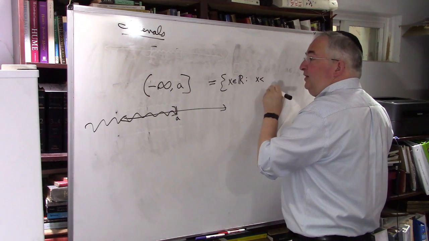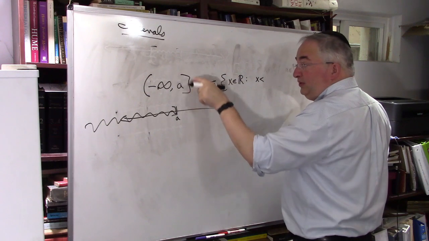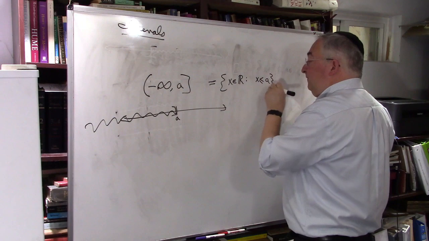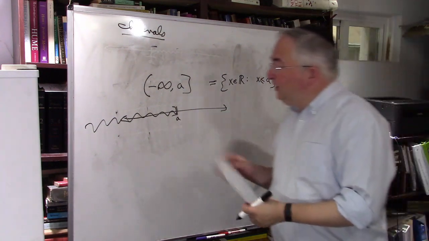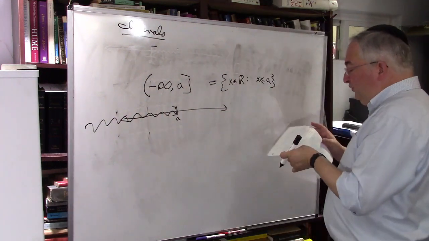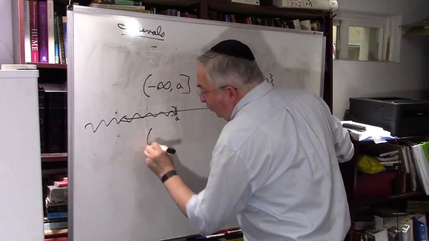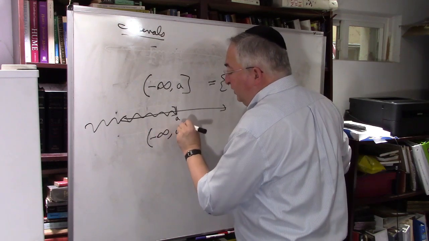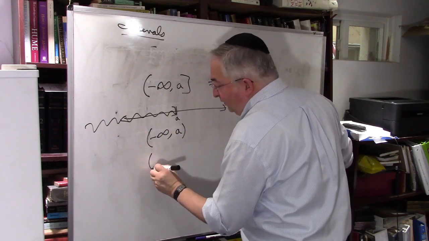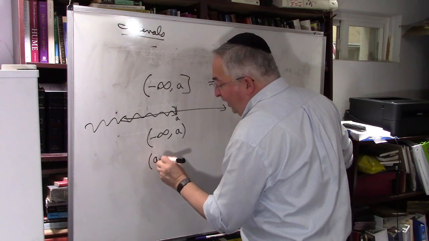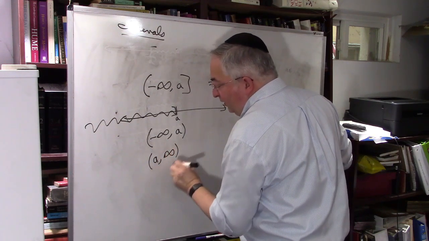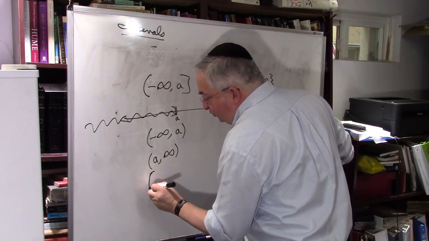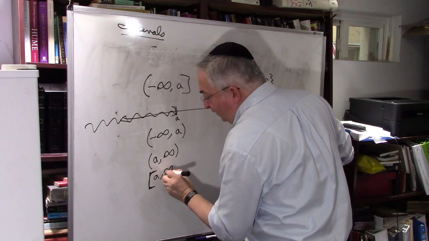But basically, this is the set, okay, of x member of the real numbers such that x is less than or equal to a, that's a square bracket, means a is in it. So anything less than that. Okay, and of course we could talk about round bracket negative infinity, we don't include infinity, till a, and we could also talk about from a till infinity, and we could talk about from a with a square bracket till infinity.